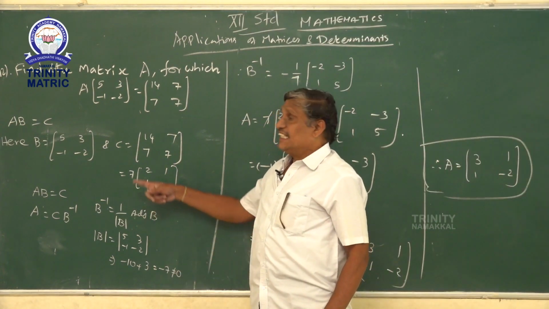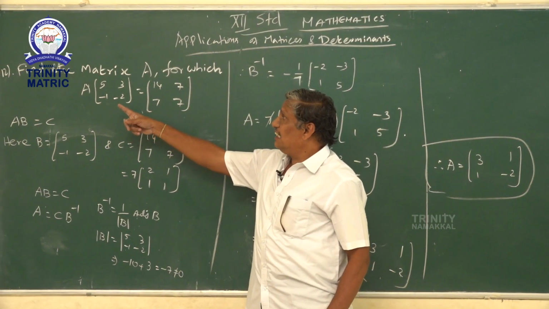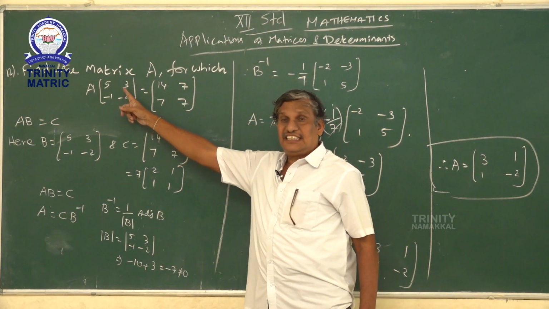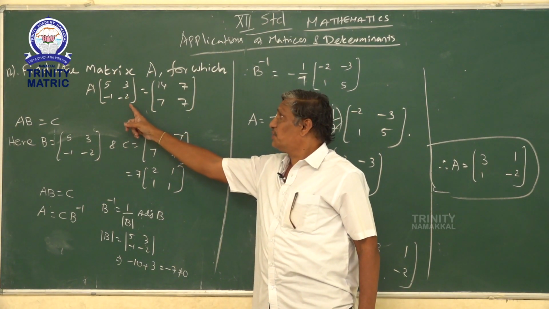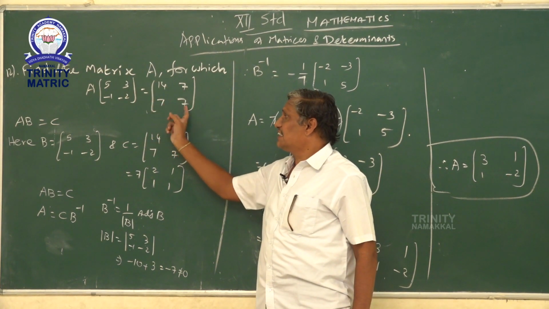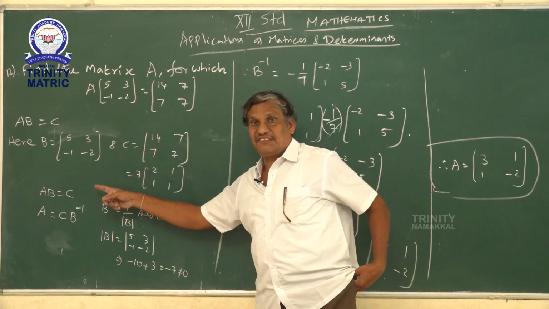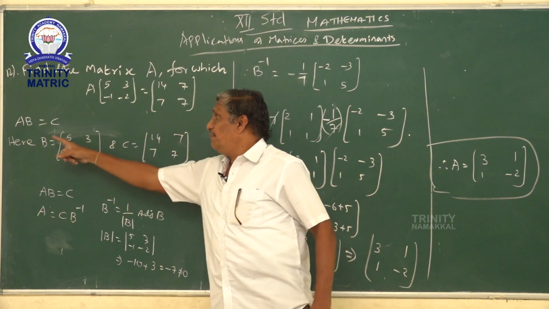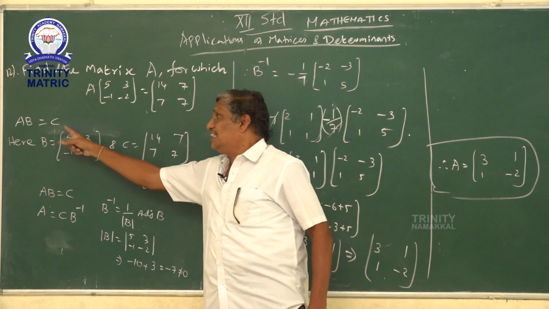Now we will go for the next sum, the 12th sum. Find the matrix A for which A times the matrix 5, 3, minus 1, minus 2 is equal to 14, 7, 7, 7. Now, the solution: we take the given matrix equation as AB equal to C. I am writing it in the form AB is equal to C.